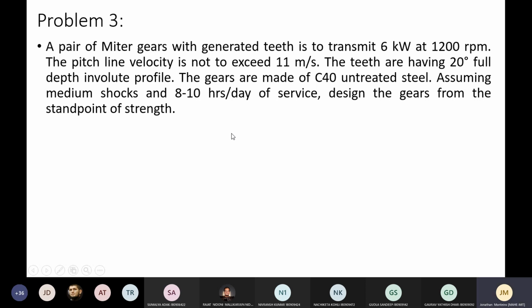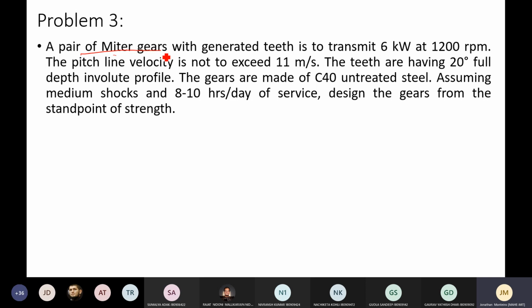So what is the highlight of this problem? As the statement itself starts, you have a pair of miter gears. So what are miter gears? When miter gears is mentioned, we need not go searching for any other value. By definition, whatever values you put for one gear will be the same for the next gear.